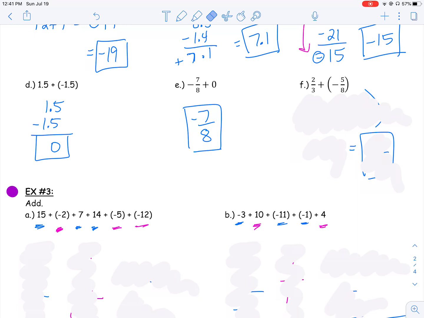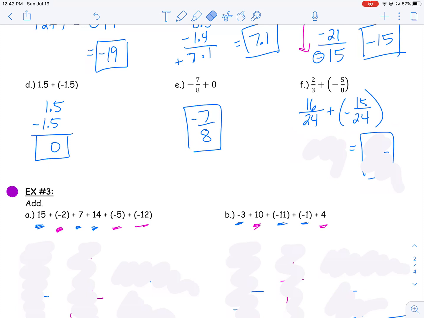All right, what about F? F has us doing 2/3 plus a -5/8. Now you notice we're adding fractions. That should be a red flag that anytime we're adding fractions, we need to make sure that we have a common denominator so we can more easily add or subtract our pieces together. So what would be the common denominator between 3 and 8? It looks like 24, right? So I'm going to multiply the first fraction, numerator and denominator, by a factor of 8, and the second fraction by a factor of 3.